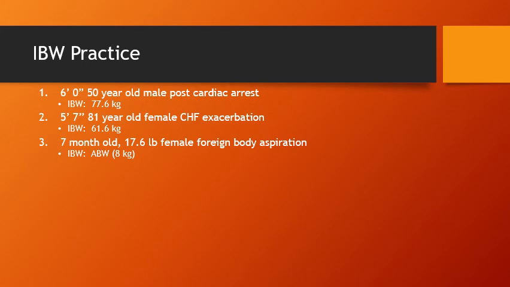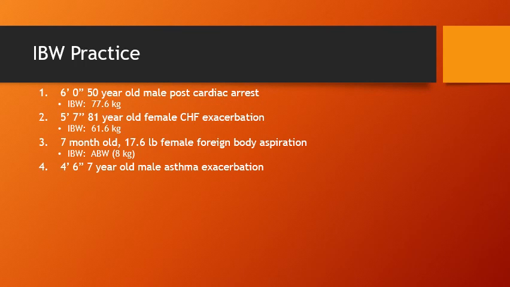Now, this patient's actual body weight was given to us in pounds. So we talked about how ideal body weight is always reported in kilograms. So we need to convert their weight in pounds to kilograms. And 17.6 divided by 2.2 is going to give us 8 kilograms.